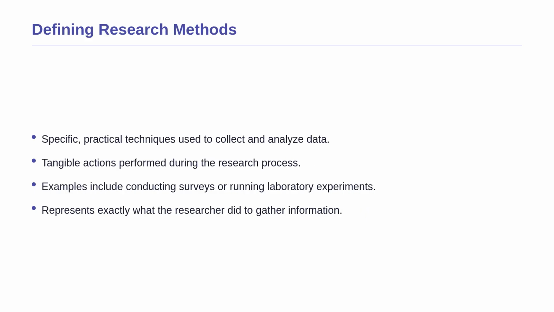Now that we have an intuitive understanding, let us look at the formal academic definitions, starting with research methods. In academic terms, research methods refer to the specific, practical techniques, procedures, and tools used by a researcher to collect, analyze, and interpret data. These include tangible actions like conducting surveys, running laboratory experiments, or performing statistical calculations. When you list your research methods, you are simply telling your audience exactly what you did to gather your information. They are the physical, day-to-day tasks you perform, much like the carpenter swinging a hammer.